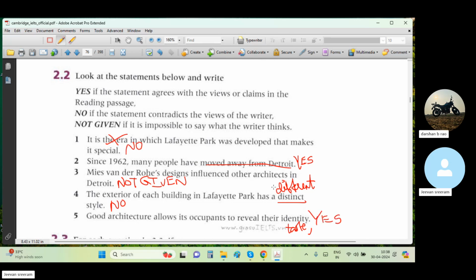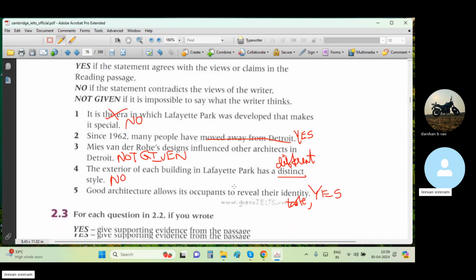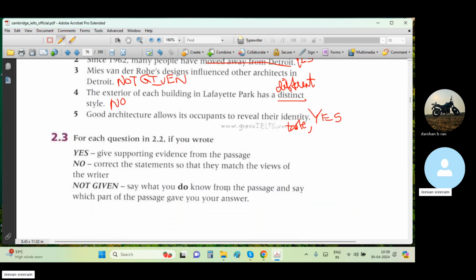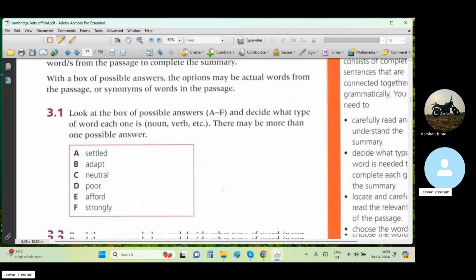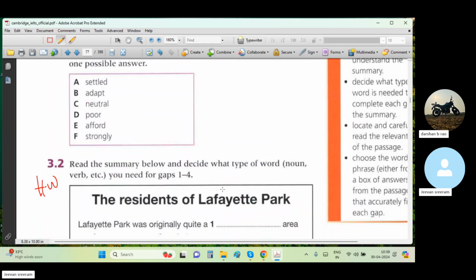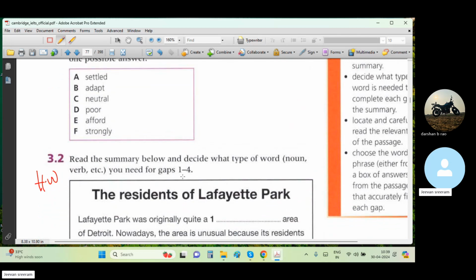Yes. So it is one of the difficult passages you can see in the official guide reading lessons. There are very few, two or three passages that are as difficult as real IELTS passages. It's already 10:40. We will close the reading tomorrow and we will start the new module. No worries. And 3.2, you can attempt 3.2.